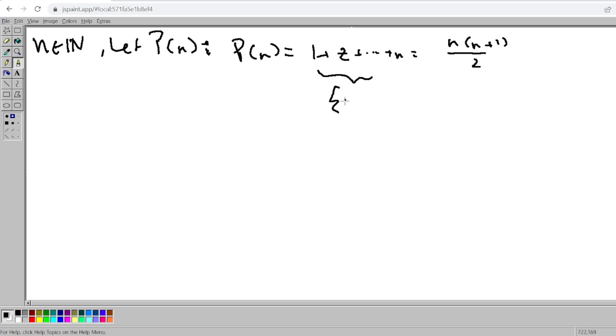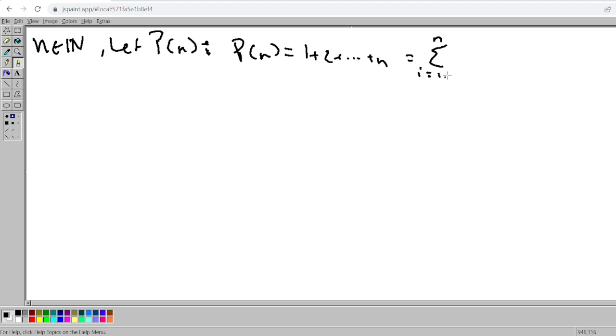Let me just rewrite all of this to make it a little bit better. 1 plus 2 plus ... plus n, which is equal to the sum from i equals 1 to n of i. Let that be equal to n times (n plus 1) over 2. That is our property. So what are we going to do?